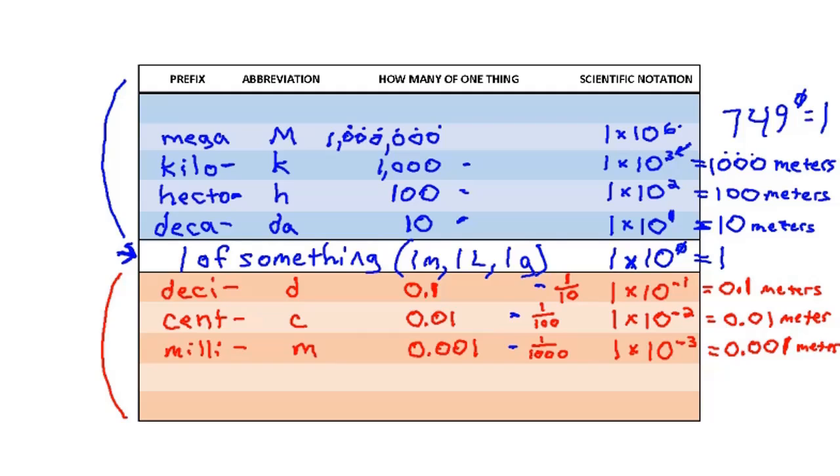Now the small version of that, of mega, is going to be micro. And micro is abbreviated with this funky looking U. It's got a little tail on the front side of it. Funky looking U is micro. And micro also means 1,000,000, but it's 1/1,000,000th of something.